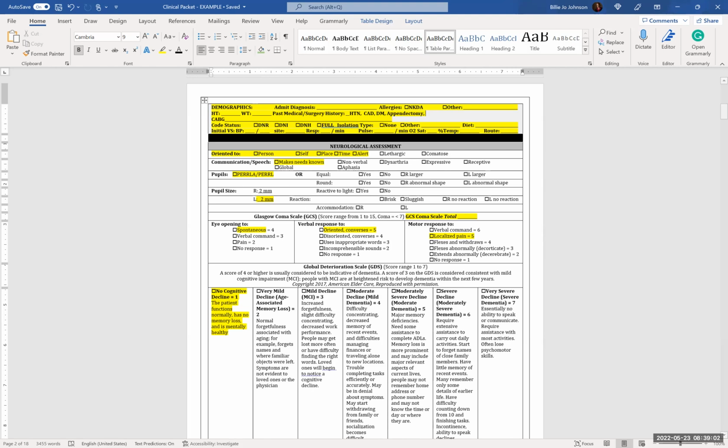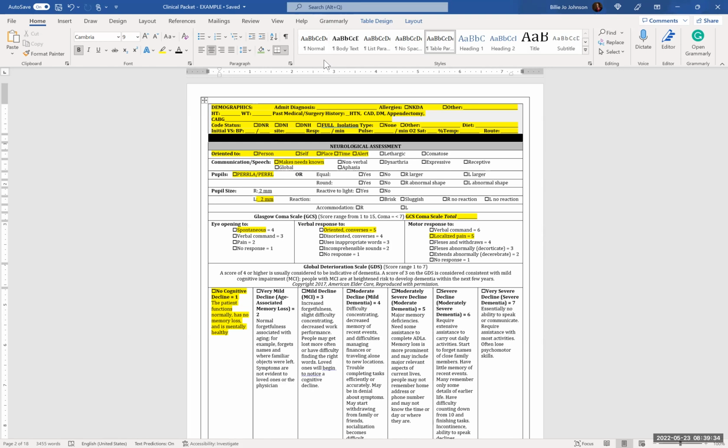Also ensure that you have the vital signs. You could have just one set of vital signs, but the first vital signs you get will be fine for that patient. Blood pressure, where was it done? Respirations per minute, pulse per minute, heart rate. What's the O2 sat? The temperature and the route of that temperature. Was it oral? Was it axillary? Was it rectal?